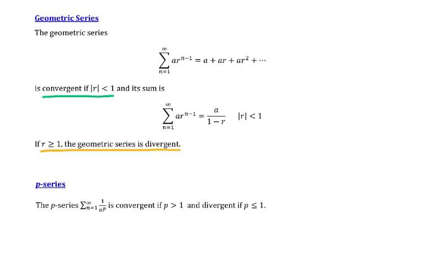So that's for geometric. And what's kind of confusing is for p-series, it's kind of the opposite. It's convergent for a p-series if p is greater than 1, and it's divergent if p is less than or equal to 1. So make sure that these two ideas are comfortable before we move on to some examples.